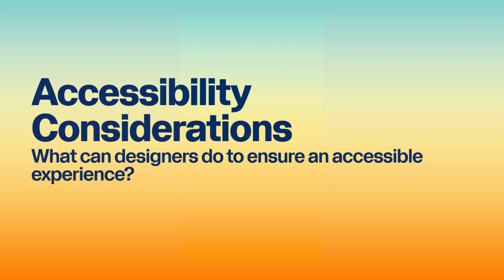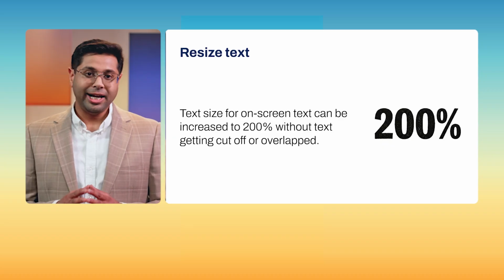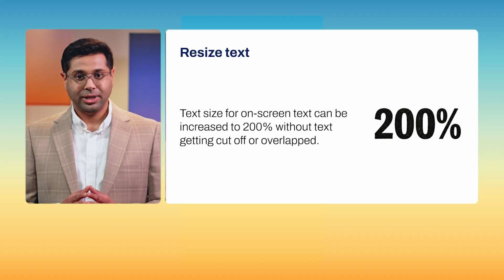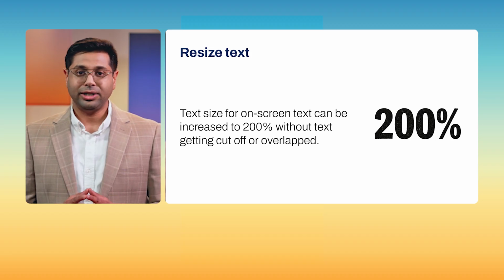Now let's dive into understanding some more accessibility considerations for designers to ensure an accessible experience for all users. The first consideration is resize text. The intent of this consideration is to ensure that the size of the visually rendered text, including controls and labels using text, can be increased up to 200% by the user without losing functionality or seeing content overlap. This helps people with low vision and milder visual impairments who often increase the text size of a web page in the browser to read the content.